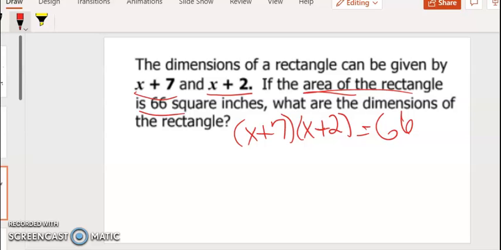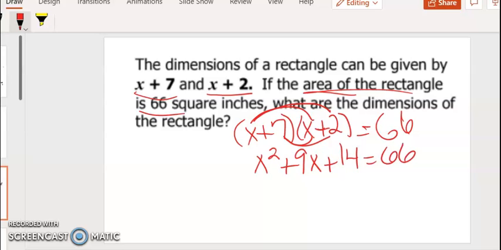Now if you need to use the box you can, but I'm going to FOIL it. So we get x squared, 2x, and 7x gives us 9x. And then we get 9. Nope, excuse me, we get 14. We've got to multiply. And then we have the 66 on the right side. Now in order to solve this one, because it's quadratic, we've got to move the 66 to this side. So we're going to say negative 66 plus 14. We're going to get negative 52 equals 0.